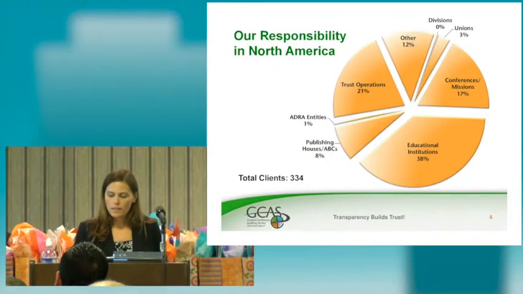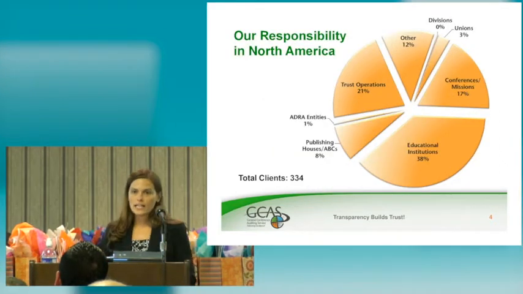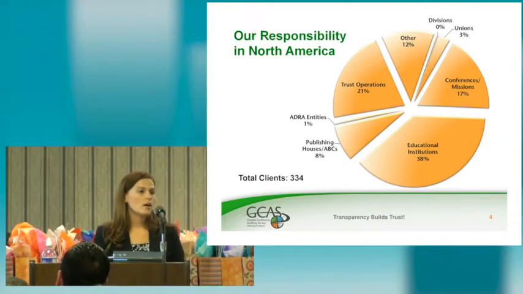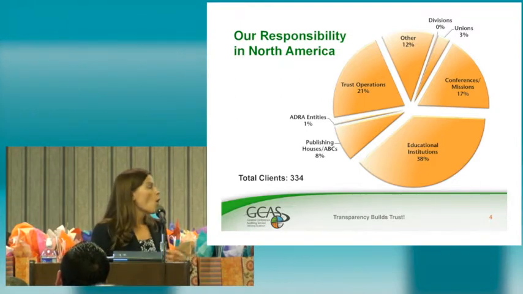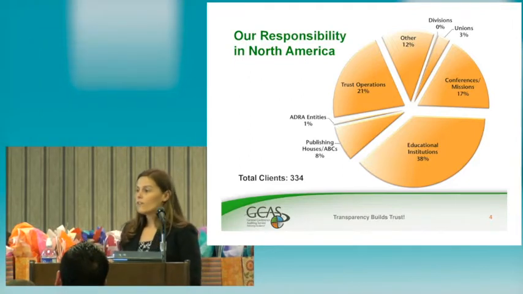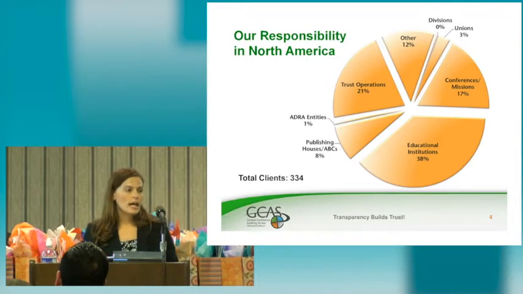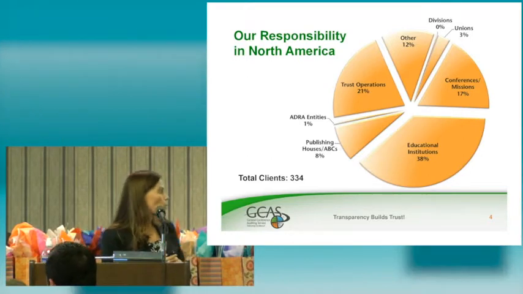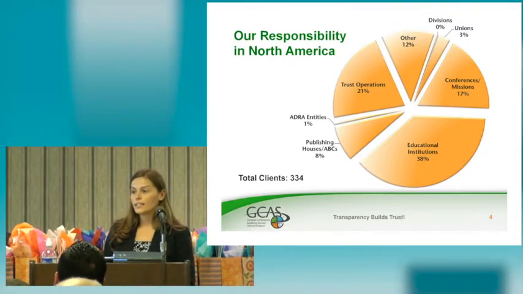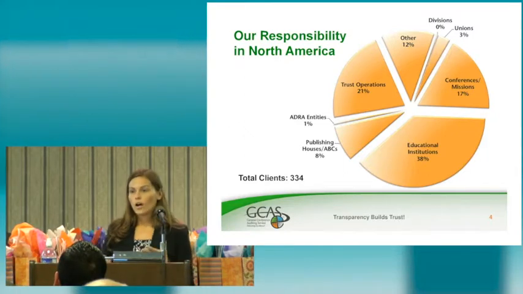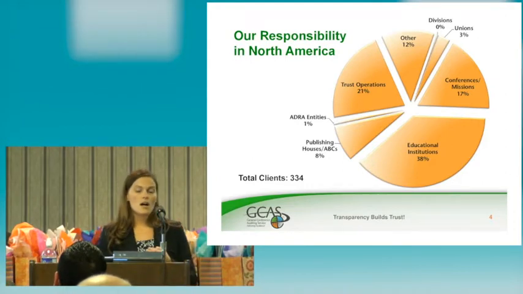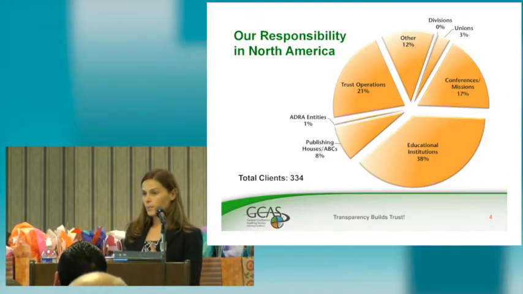Now, within North America, we had 334 clients as of December 31, 2011. And again, you'll notice that our two largest client types are conferences and educational institutions, with the educational institutions being the largest percentage there. Now, over the next few years, you may notice that some of the client types or the overall quantity of clients will change with the policies related to audits of departments, such as ABCs or FHES programs, and where those audits will be incorporated most likely into the overall parent organization, which is typically a conference.